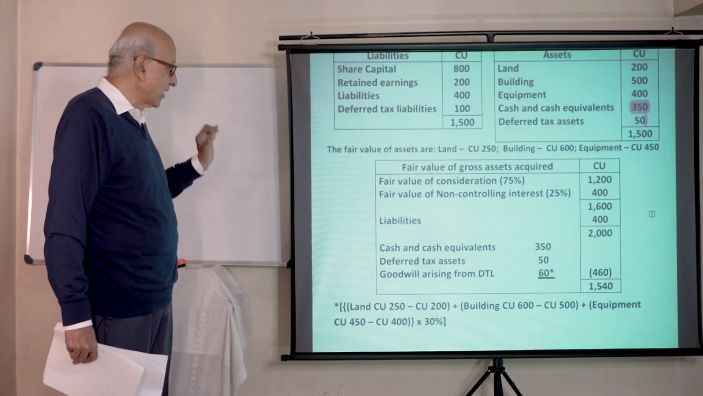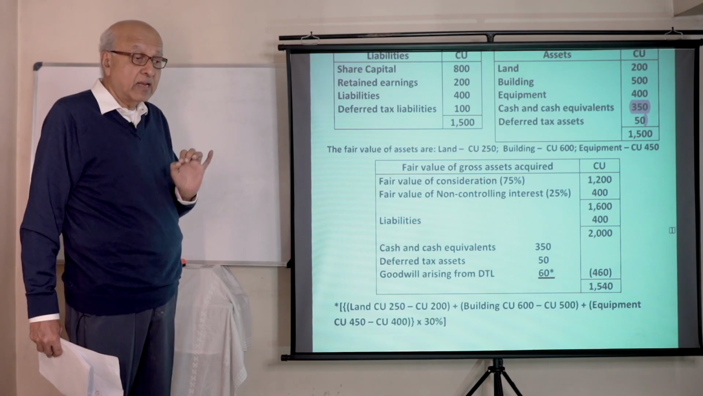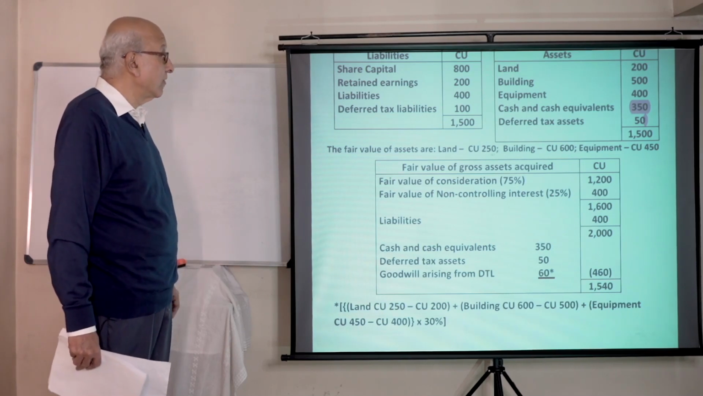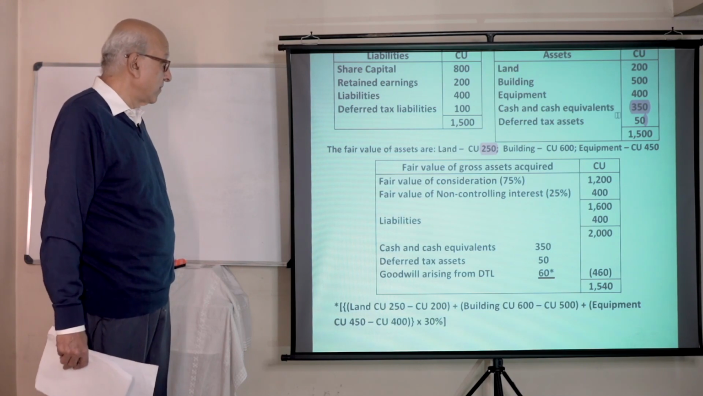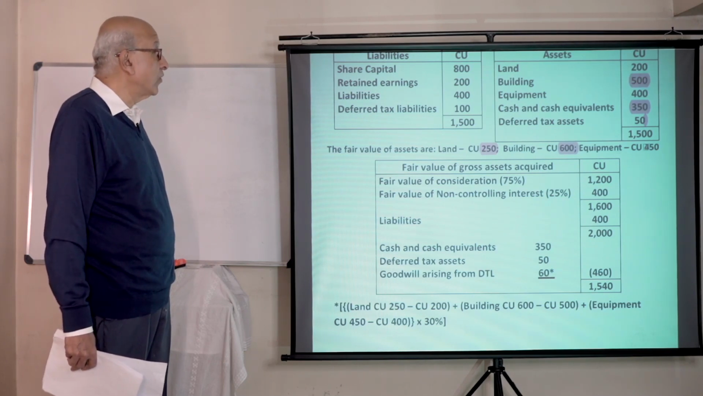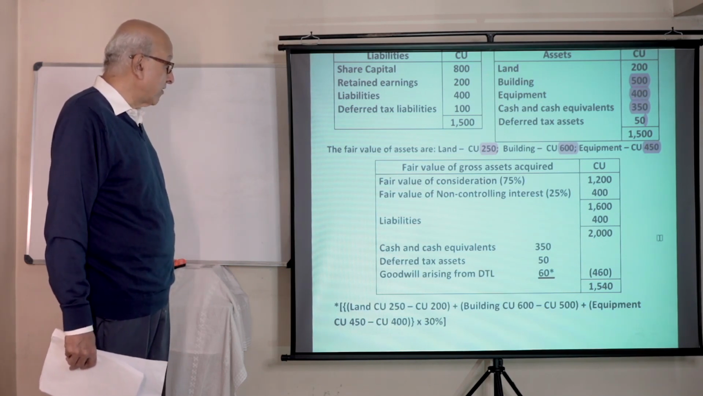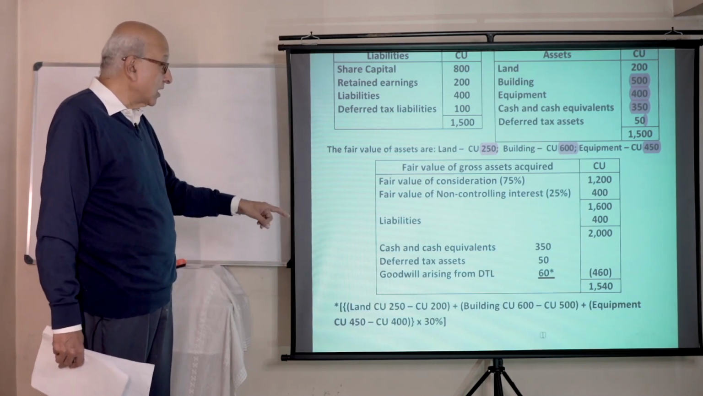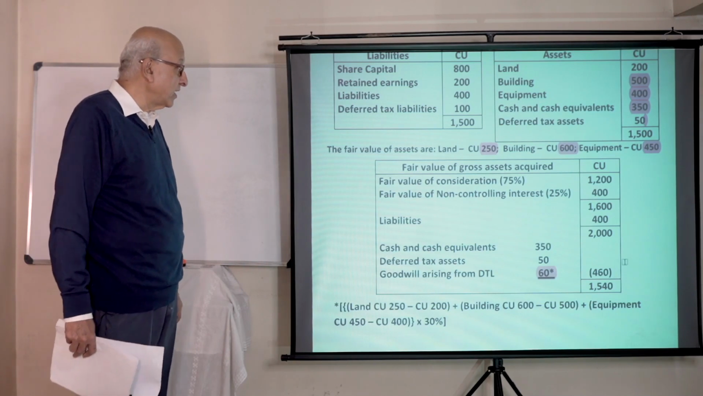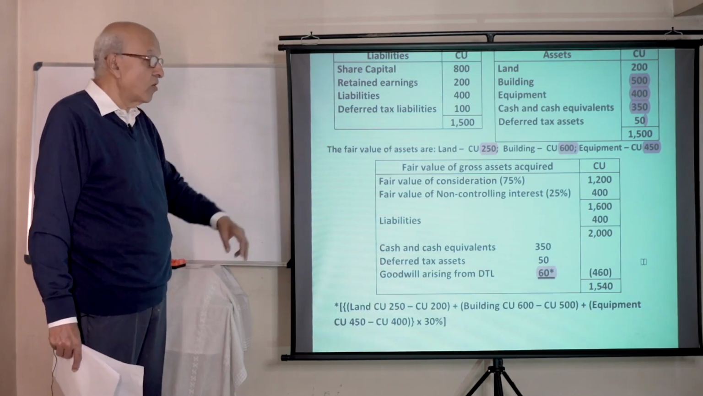How do you calculate? You see, fair value is more than the carrying amount. There will be deferred tax liability, and that will create goodwill. You see, first is land. It is 250 is the fair value, carrying amount 200. Building, fair value 600, carrying amount 500. Equipment, fair value 450, carrying amount 400. So, total amount is how much? 200. 50 plus 100 plus 50. 30% is 60. You see, goodwill arising from liability is 60. That is also excluded. Total is 450. So, this is the 1540, the fair value of gross assets acquired is 1540.